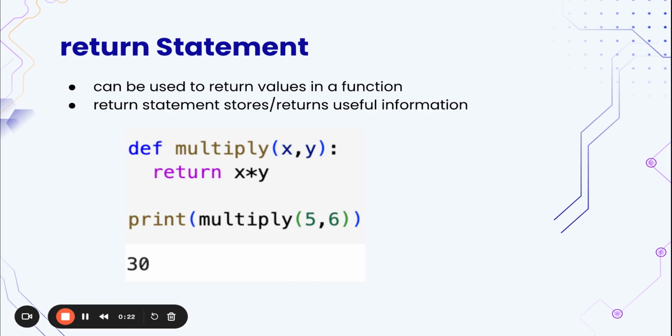So here's an example. As you can see, we are returning the product of the values x and y. In this case, 5 and 6 when the function is called.